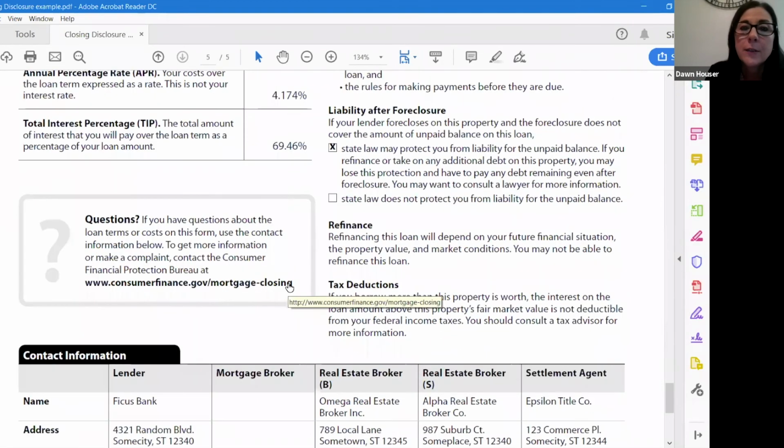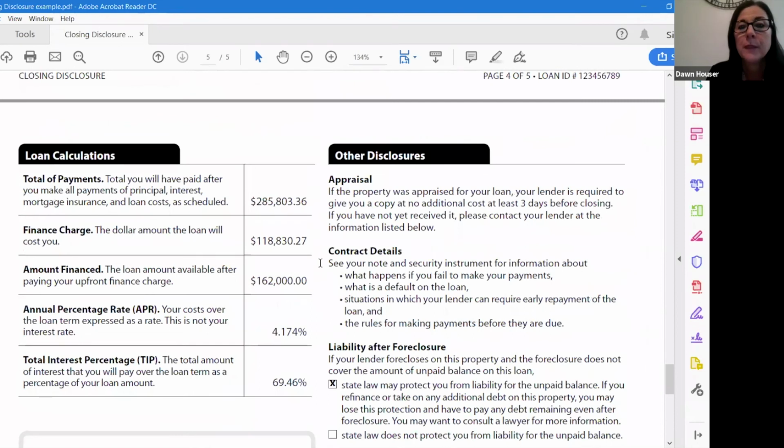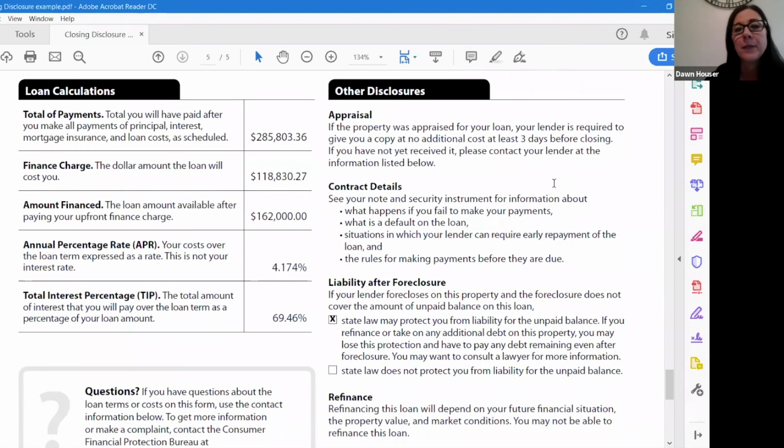Let's go back up and see what's on the right side here. Okay, appraisal. We did have an appraisal, and you did get it at least 3 days before closing. Sometimes you'll sign a document that says you don't care if you get it 3 days before closing, as long as you get it before closing. Contract, you would want to look at everything for making your payments.